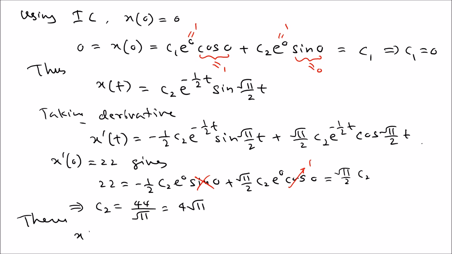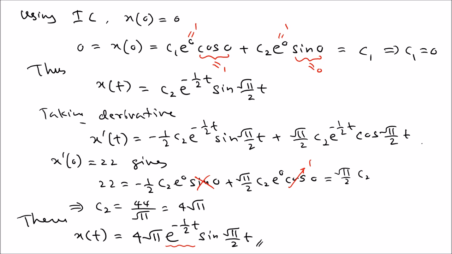We have x(t), which is 4 square root 11 e to the negative 1 half t sine square root 11 over 2 t. So that's the solution. So let's talk about something more about this one. You can see that in this problem, this is a periodic function. We have a sine term, that means a periodic function, but you can see the amplitude, that's what we call the envelope. That's going to decrease because that's an e negative term.